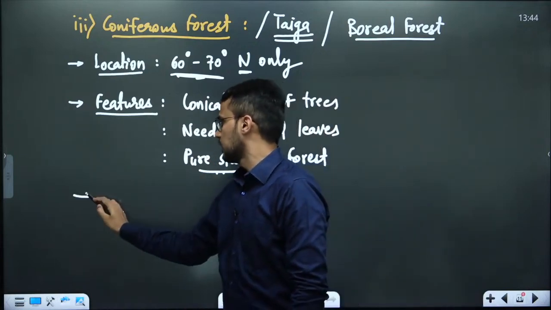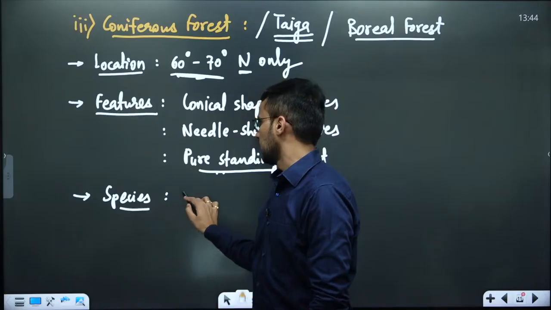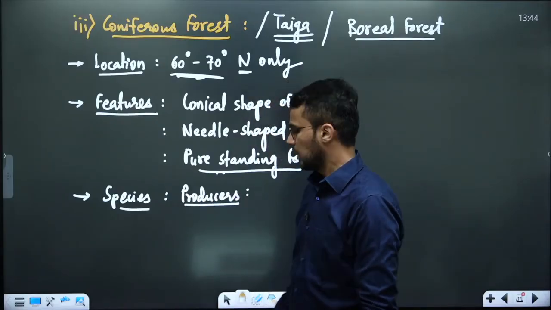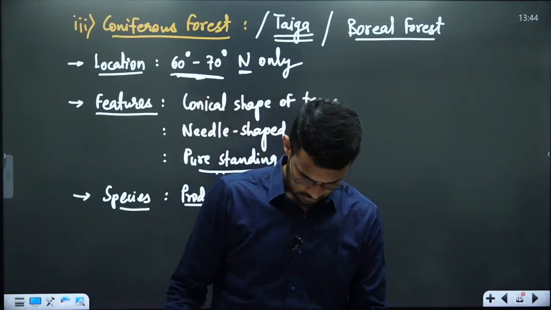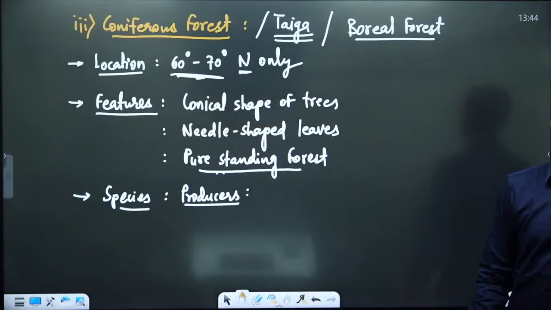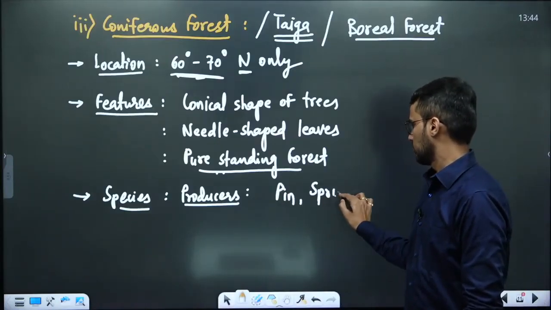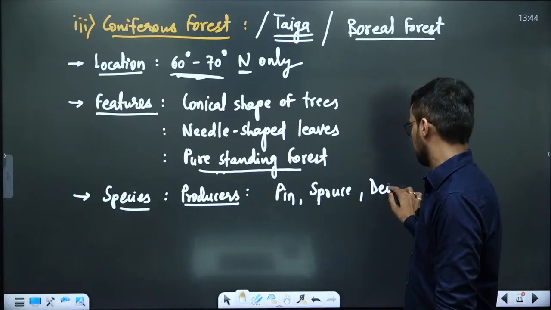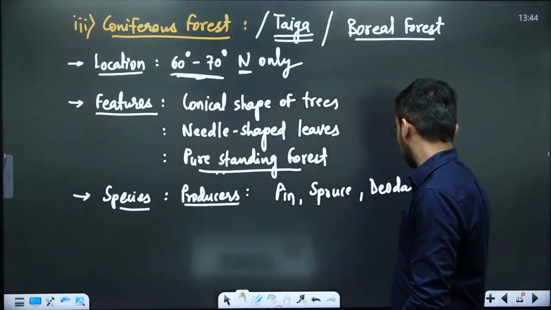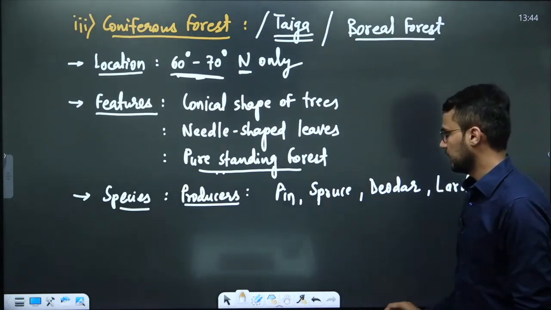Next, species, producers. Write down names: pine, spruce, devdar, larch, fir. These kind of producers are there.